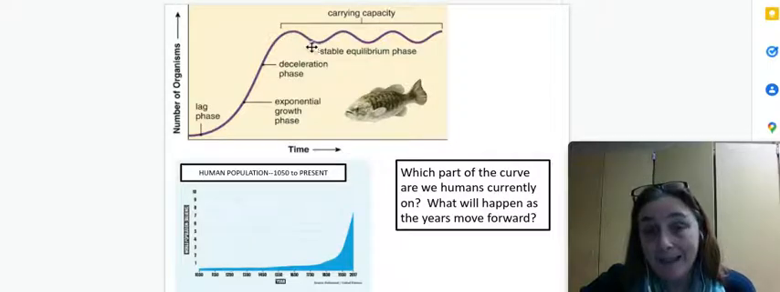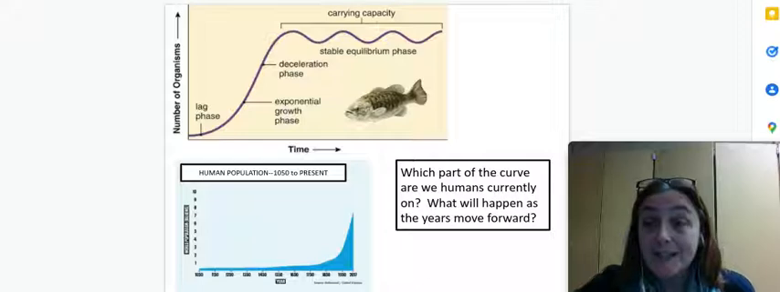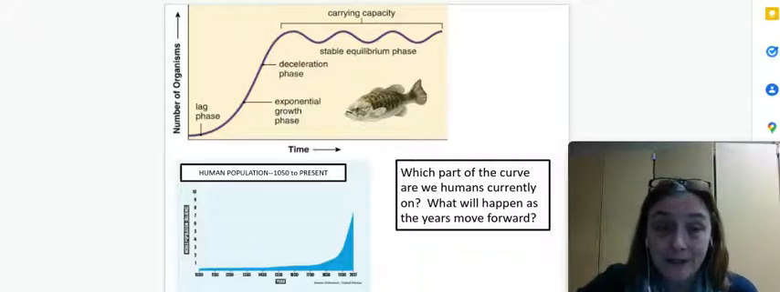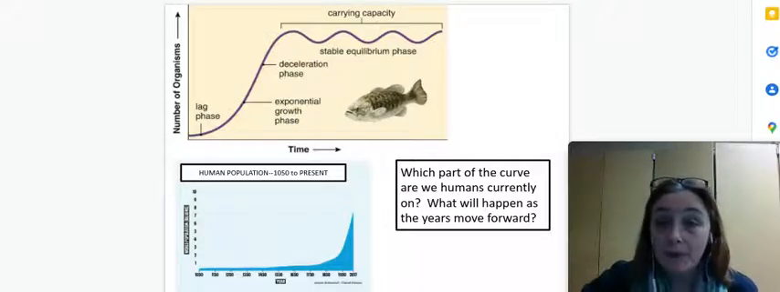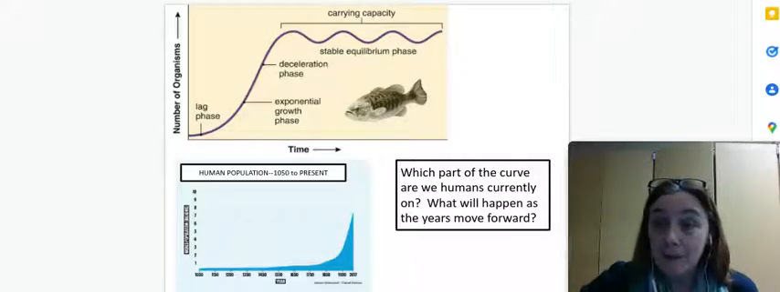We're coming up to a point where we won't be able to go beyond that, and our population will have to come down because the planet just cannot support so many of us. We'll talk about human population more later. And so that's carrying capacity and stable populations.